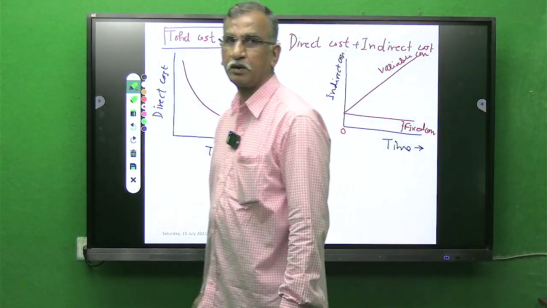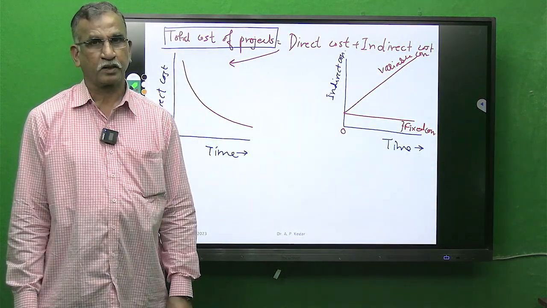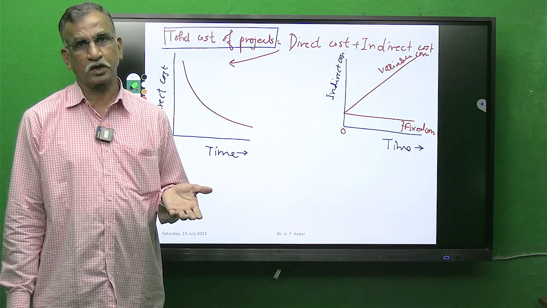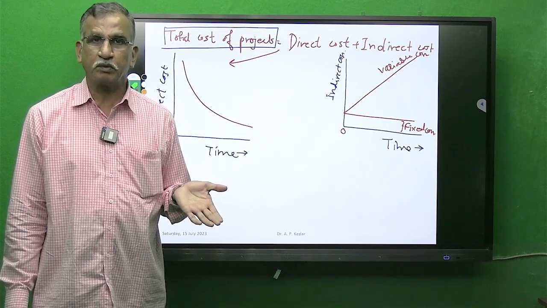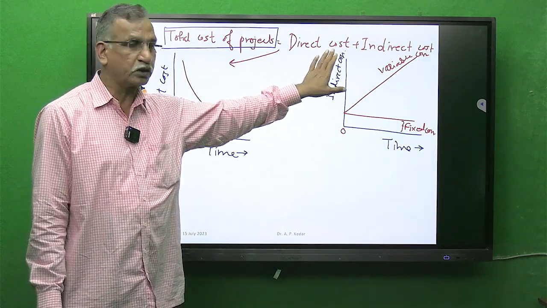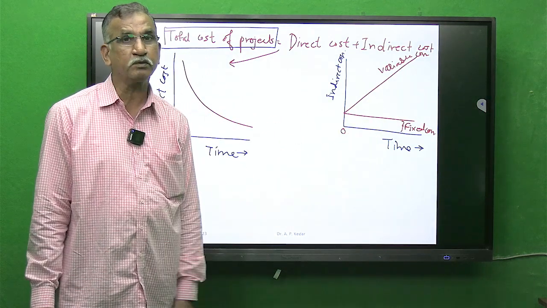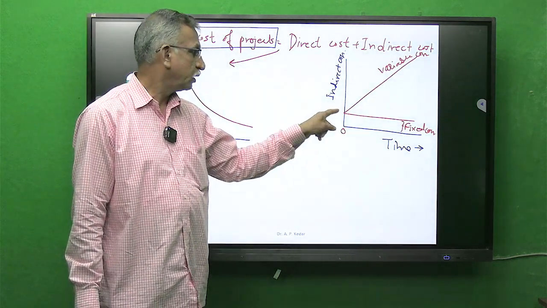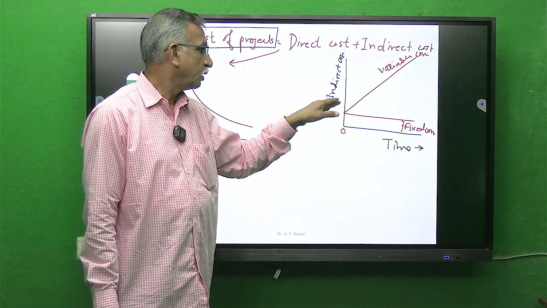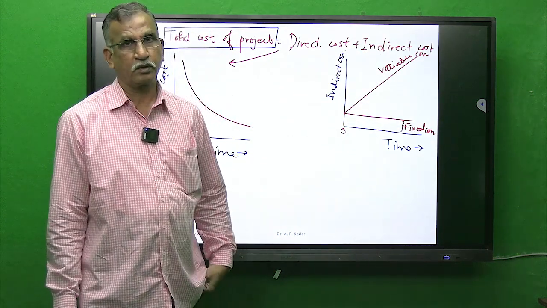Example, simple example: rent on buildings, taxes, electricity. Whether you produce or not produce, your administration staff will be there, they will consume some electricity. So in spite of whether the quantities are produced or not produced, you will have some expenses as a fixed cost. And here this line starts from this point, meaning depending on the quantity produced, you will have variable cost.